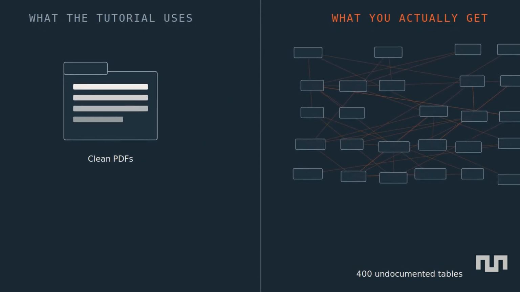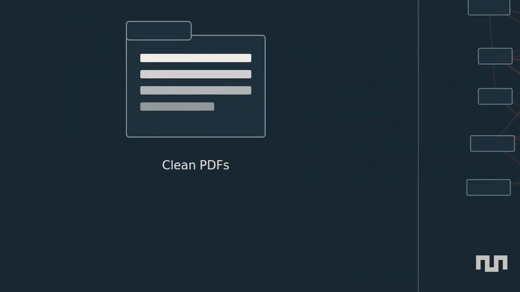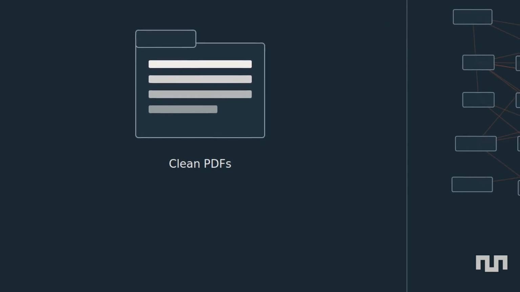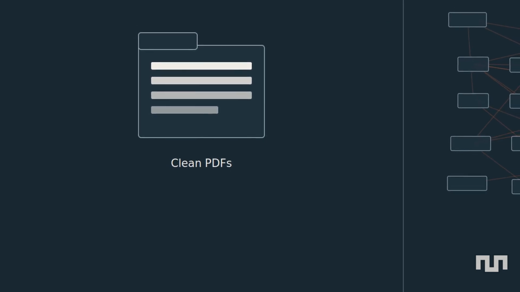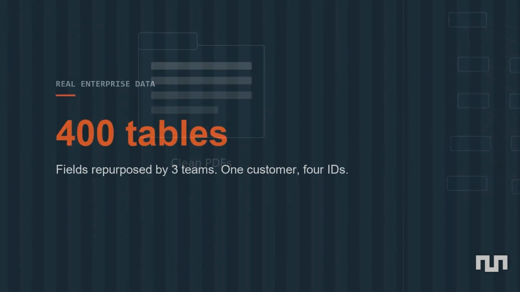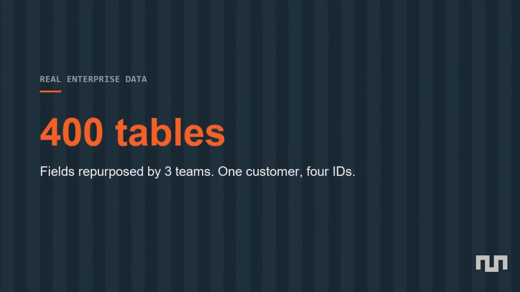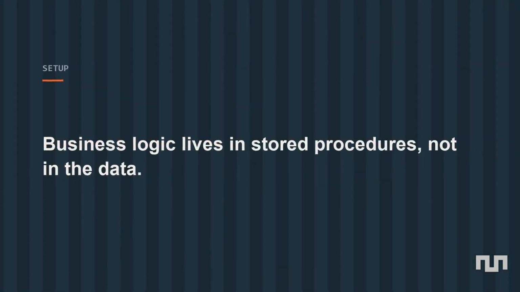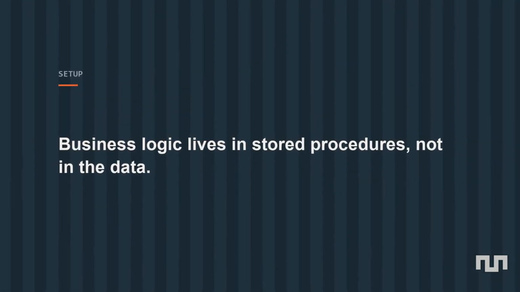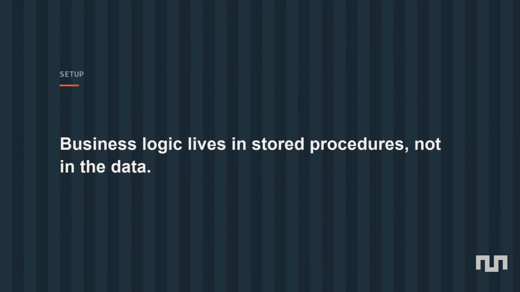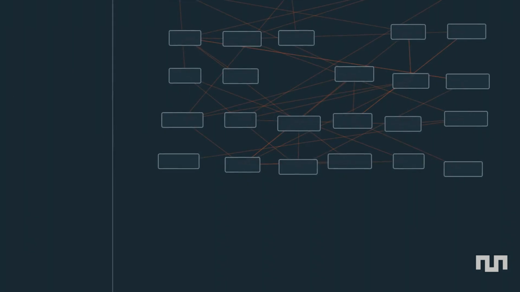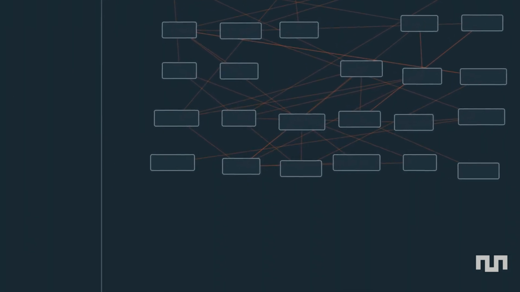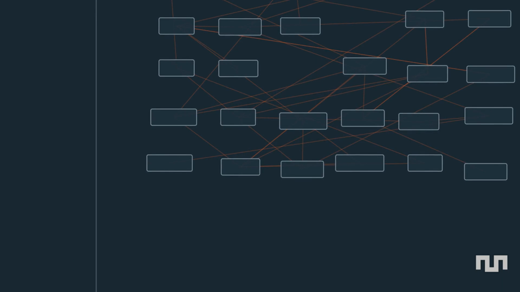A warehouse management system running for 15 years. 400 tables. Column names like userdef1 through userdef20. Each one repurposed 3 times by 3 different implementation teams, none of whom documented it. Business logic living in stored procedures, not in the data. And the same customer existing under 4 different IDs because of a migration in 2017 that nobody fully finished.